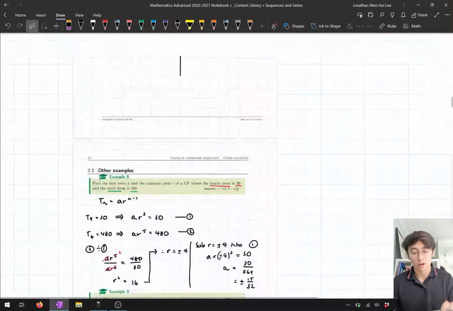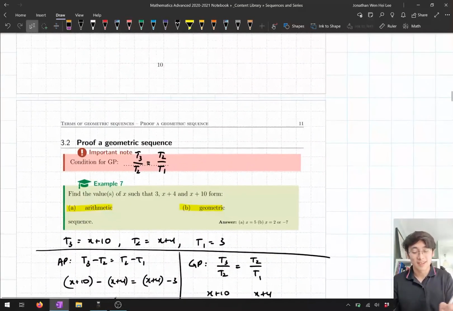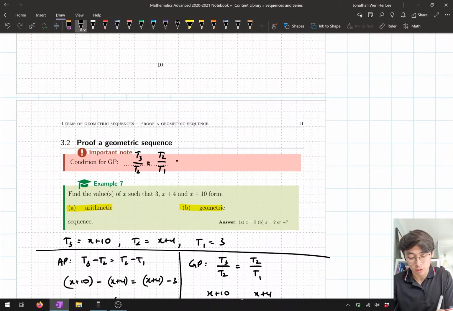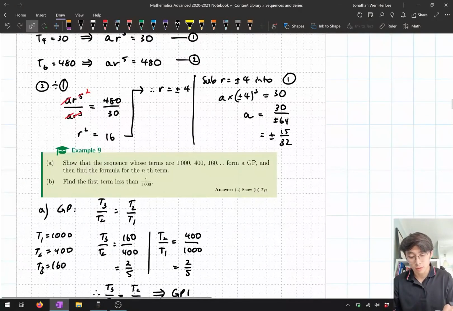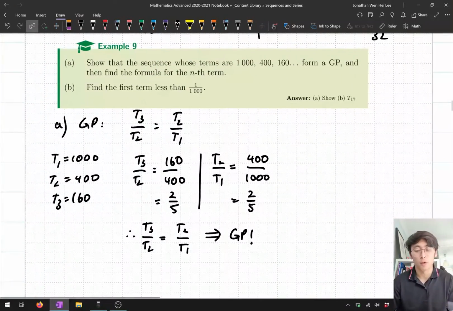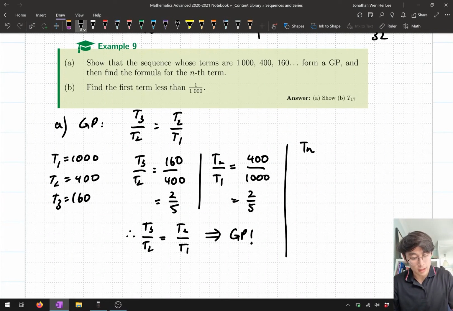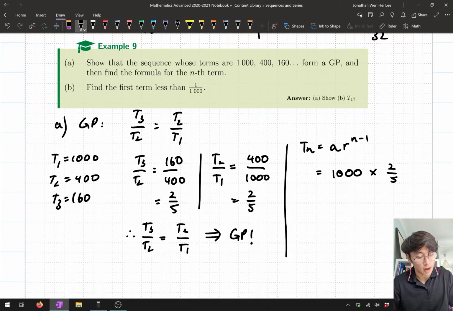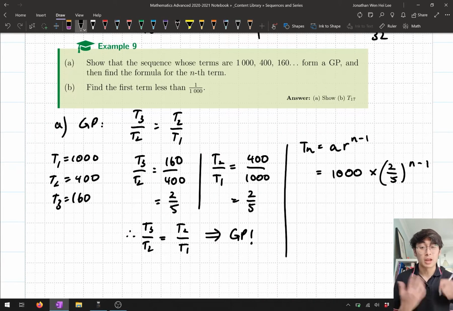Oh, I forgot to mention also, like we did last lesson, when we find T3 divided by T2 or T2 divided by T1, that's just equal to the common ratio. So here, when we want to find the formula for the nth term, Tn is equal to a times r to the power n minus 1. And here, a is just the first term. So our first term, T1, is 1,000. So this is 1,000 times the common ratio of 2 over 5 to the power n minus 1. And we can just leave it like that and it should be fine.